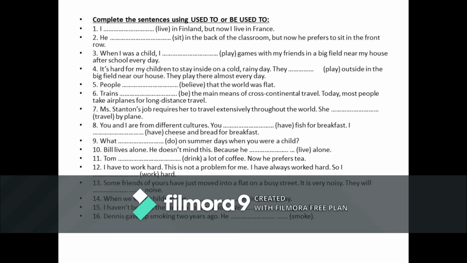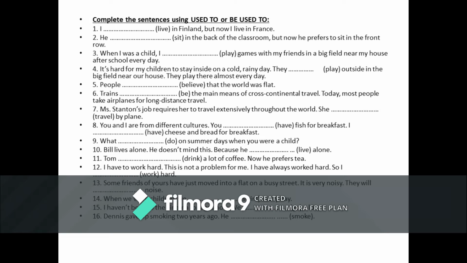Question number 5. People dots believe between brackets that the world was flat. That means that their opinion was wrong and now their opinion is different. So the answer is used to believe.